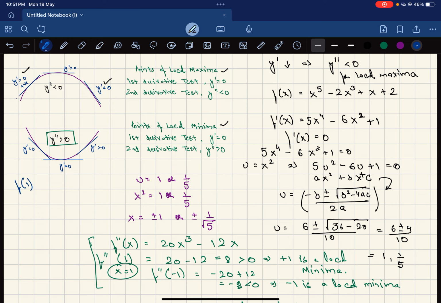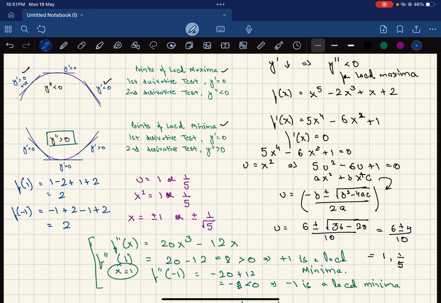So f of 1. We simply put the value of 1 in the function itself, and we get 1 minus 2 plus 1 plus 2, which is 2. Similarly, f of minus 1. So x raised to power 5 is minus 1. Then minus 2x cube becomes plus 2. And minus 1 plus 2. This is equal to 2 again.